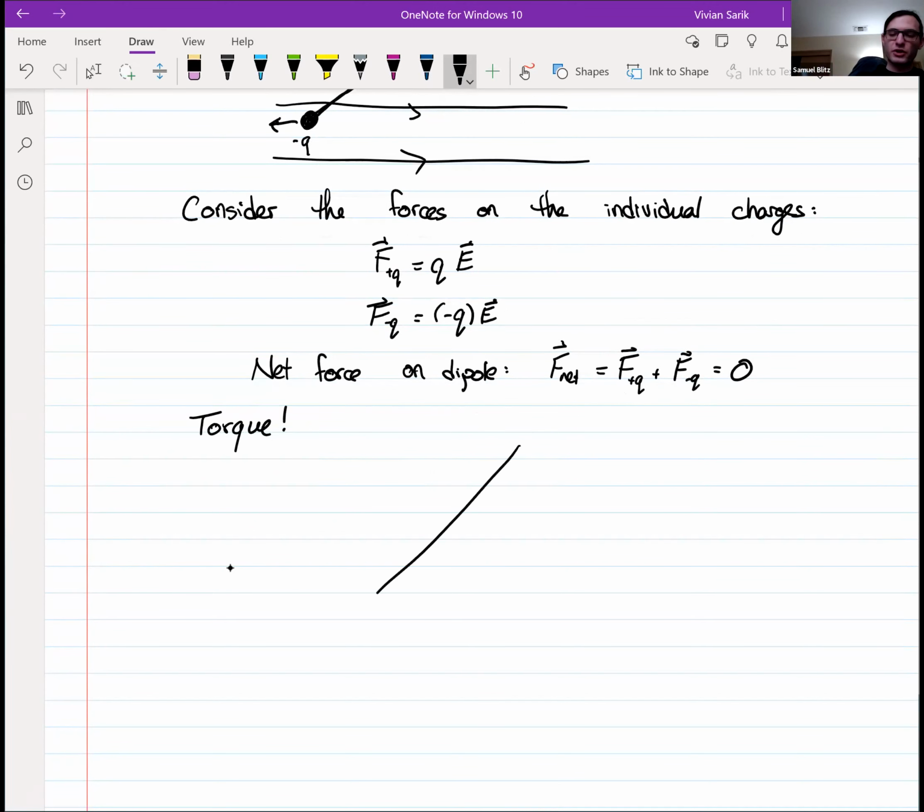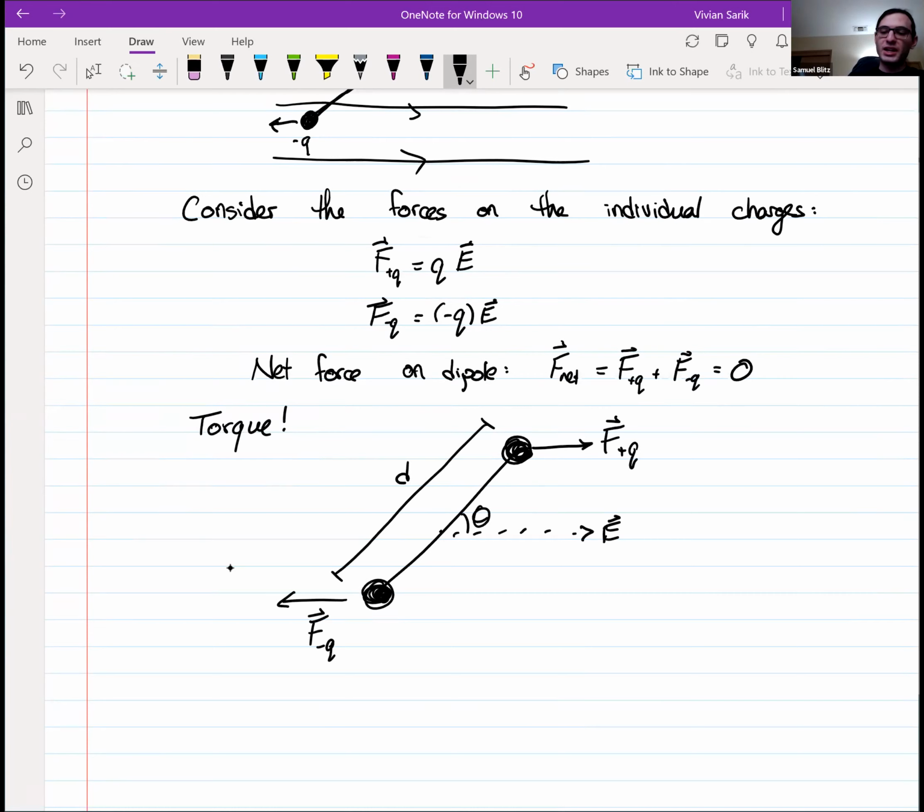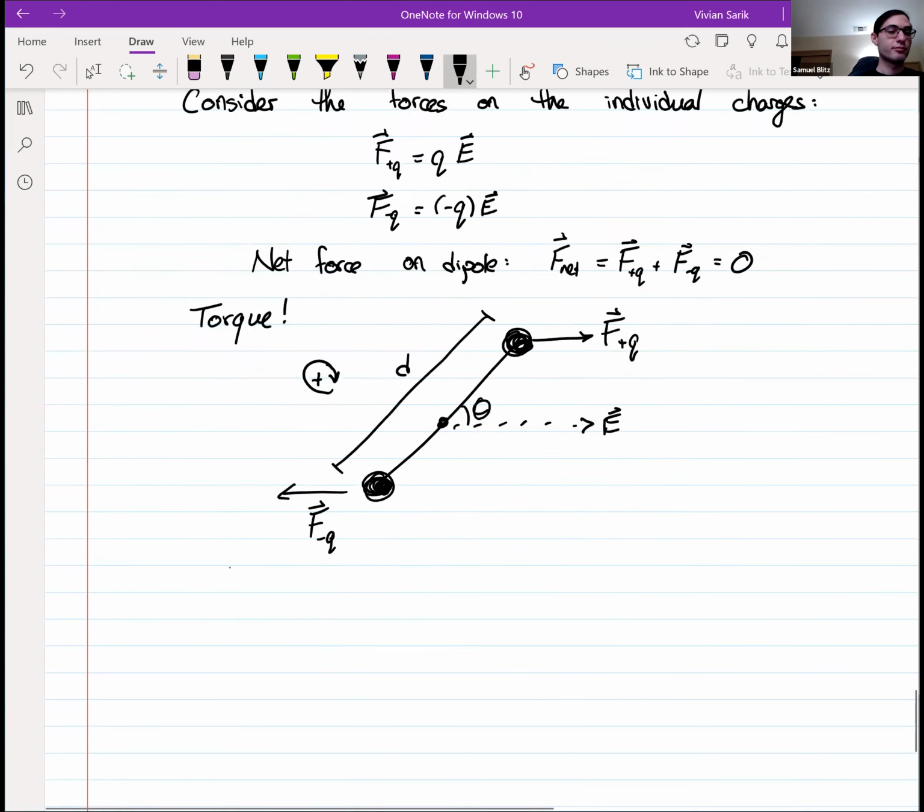So I'm going to draw the picture zoomed in a lot. We have our dipole. We have this distance is d. This distance points in the direction of the electric field, and this angle we'll call theta. So we have a force this way on the positive charge and a force this way on the negative charge. And I'm just going to declare that that center point is the pivot. And I'm going to call positive torque the torque that rotates clockwise.